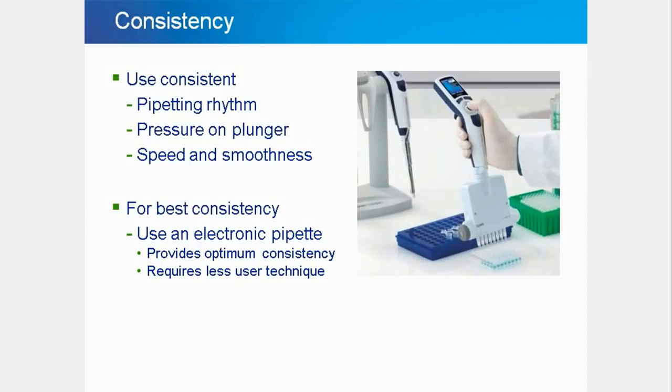Make sure you apply consistent pressure on the plunger at the first stop point or hold position. Also, pay attention to a consistent speed and smoothness when pressing and releasing the plunger. With an electronic pipette, you can achieve consistent sample pickup and dispensing, which will eliminate most user-to-user technique variability and improve accuracy and repeatability.